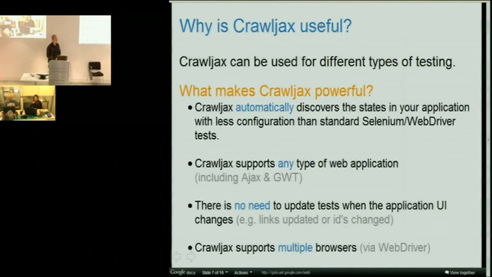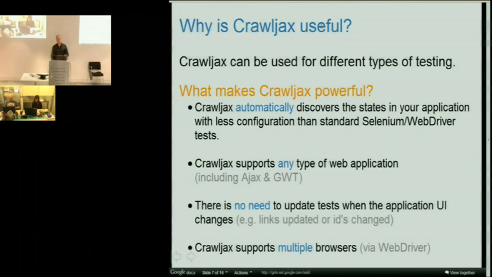But why is Crawljax useful? Basically, Crawljax can be very useful because you can use it for a lot of different types of testing. What makes Crawljax powerful is that you can automatically discover the various different states of your application, and you don't have to specify a manual configuration, like click this, click that, like currently is used in WebDriver or Selenium. It's all based on automation.